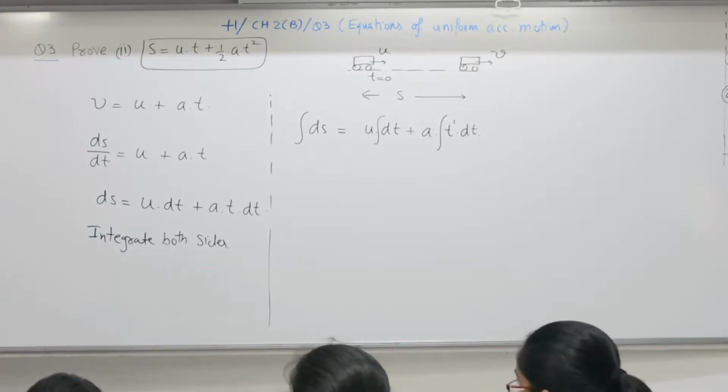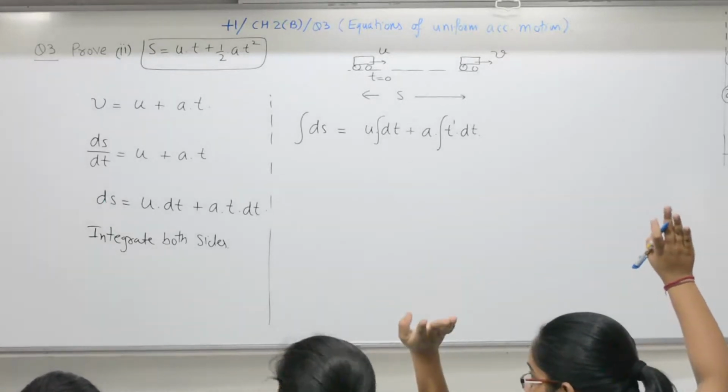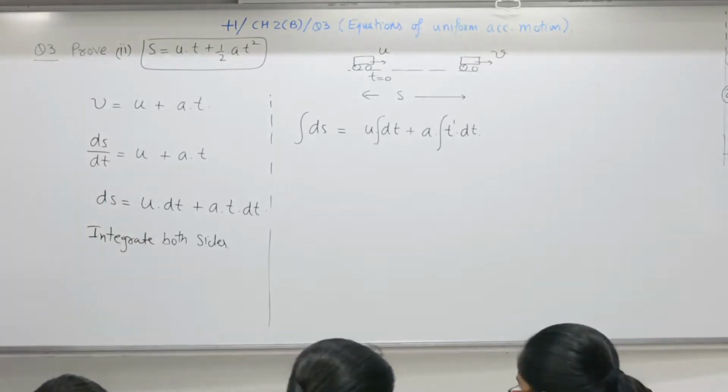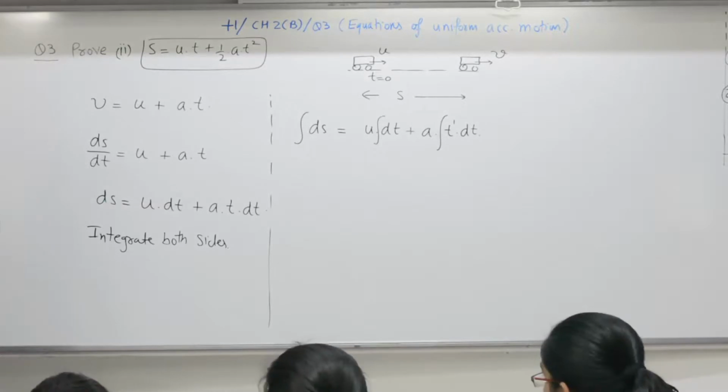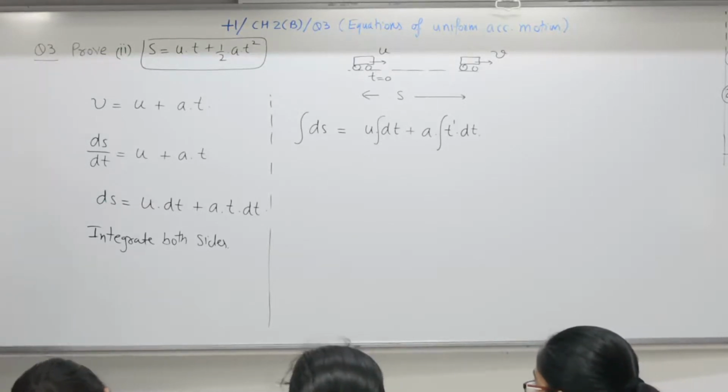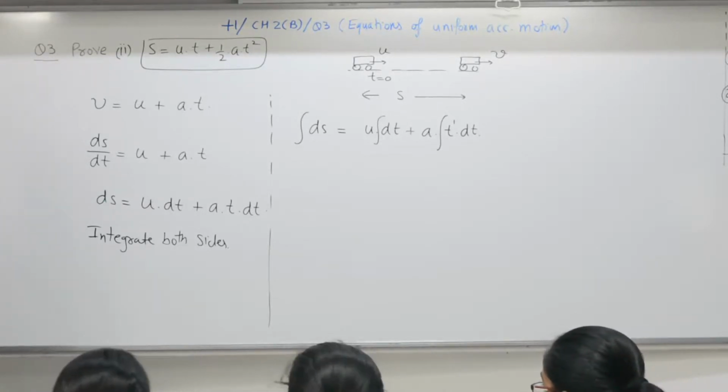How many of you proved s is equal to ut plus half at square? It's fine. बाकियों का भी आना चाहिए था. That means you are not through the derivation. पढ़ के नहीं आए थे. इनका रिजल्ट नहीं आया, वो पढ़ के नहीं आए.